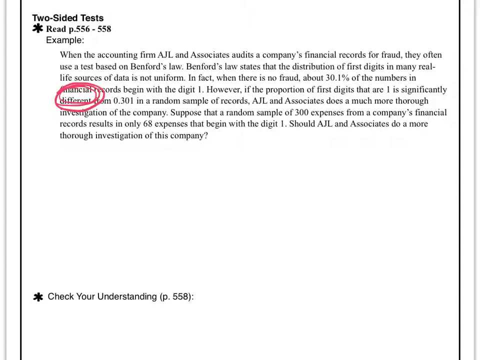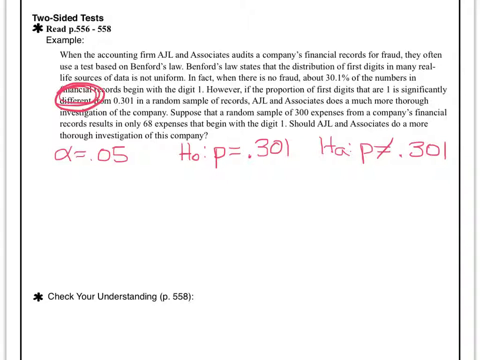So in this case, again, they don't give us an alpha level, so we're going to say alpha is equal to 0.05. My null would be, let's assume that there is no fraud, so that would be p is equal to about 0.301. My alternative, since it just says different, is p is not equal to 0.301. Okay? And p is the proportion of records that begin with the digit 1. So we're going to bypass the conditions. I'm going to tell you that all the conditions are met.